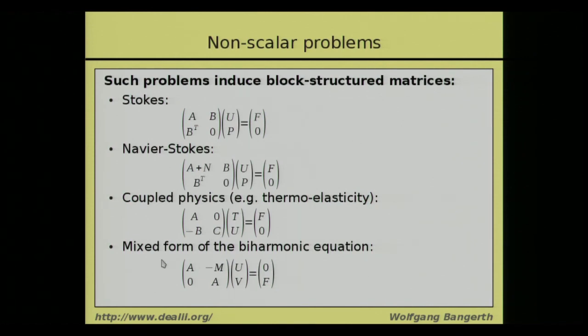So what I get is that if I re-enumerate the degrees of freedom in such a way that, for example, I get first all of the velocities and then all of the pressures, then my matrix typically has a structure like this. So I often end up with these matrices that we call block-structured.